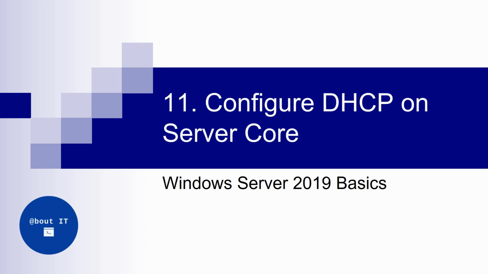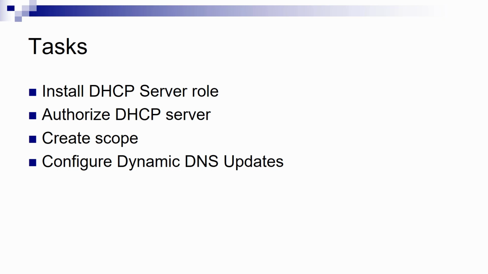Hello! In this video, we are going to configure DHCP server on server core using PowerShell, of course. The tasks that we will do are exactly the same as the ones from the previous video. We are going to install the DHCP server role, of course. Then we are going to authorize the DHCP server in Active Directory, create the scope, and configure the dynamic DNS update credentials.